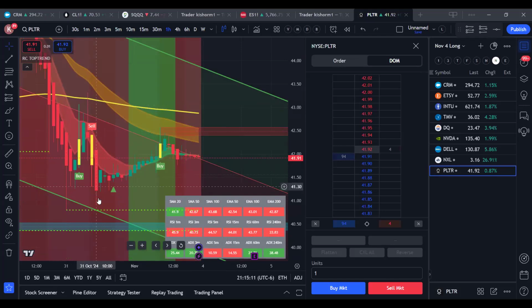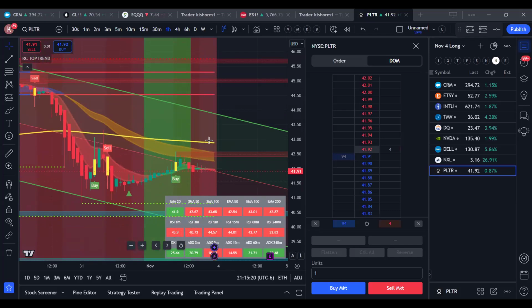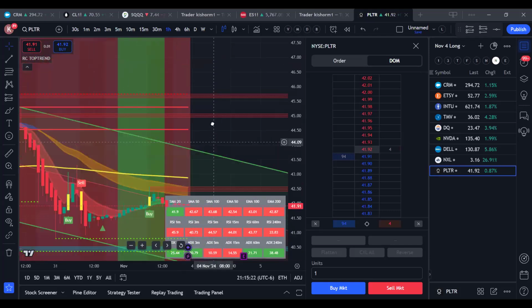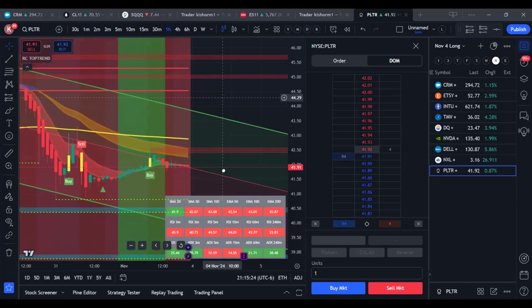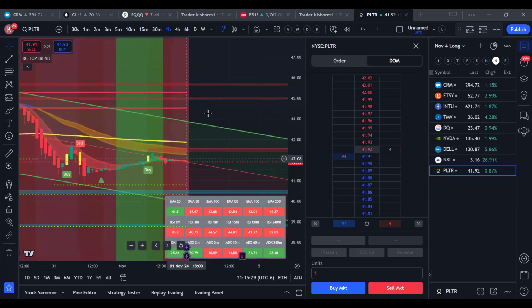It went up, brought it down. They are taking it up. They will take it all the way to 44, 45. We have PLTR earnings tomorrow. If earnings are good, then it can go to 50 plus. Yeah, most probably it is looking bullish as of now.